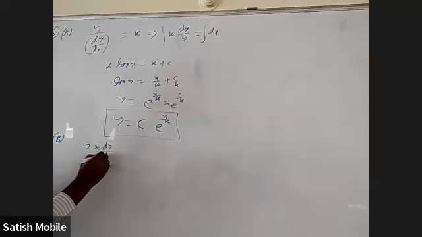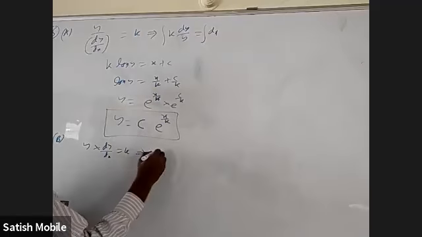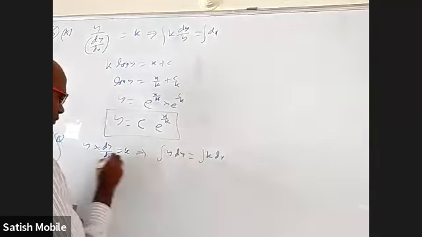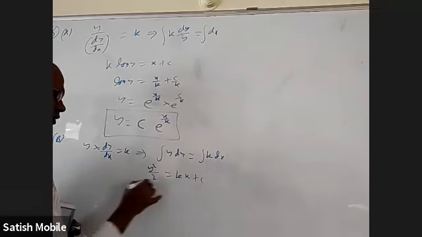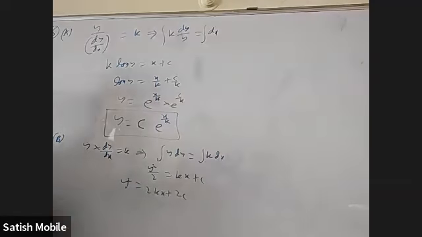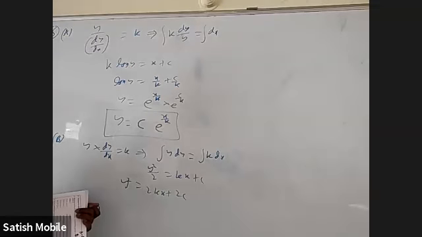Subnormal is y into dy by dx is k. That we already know it is a parabola whose axis is the x-axis. So integral y dy equal to integral k dx. Y square by 2 is equal to kx plus c. So y square equal to 2kx plus 2c. It is some kind of parabola whose axis is the x-axis. That is a parabola.